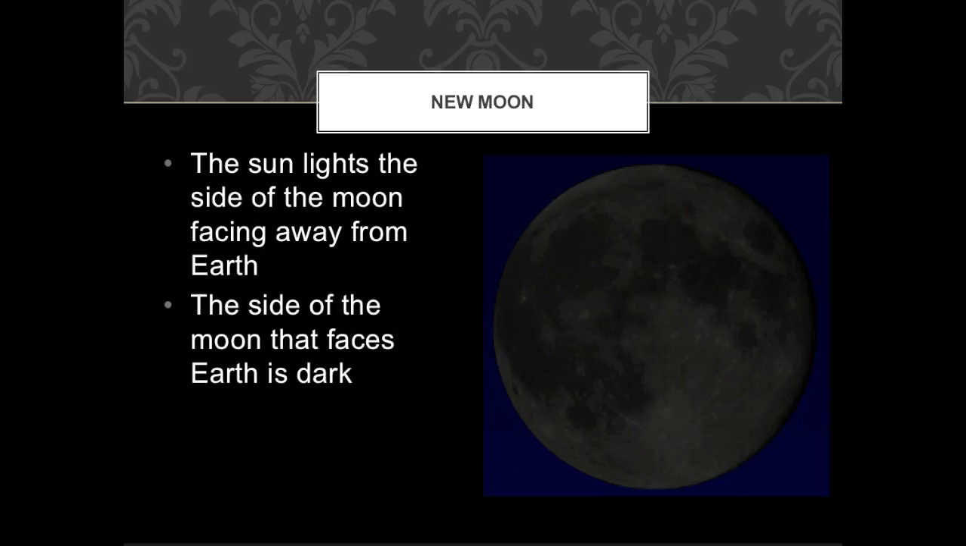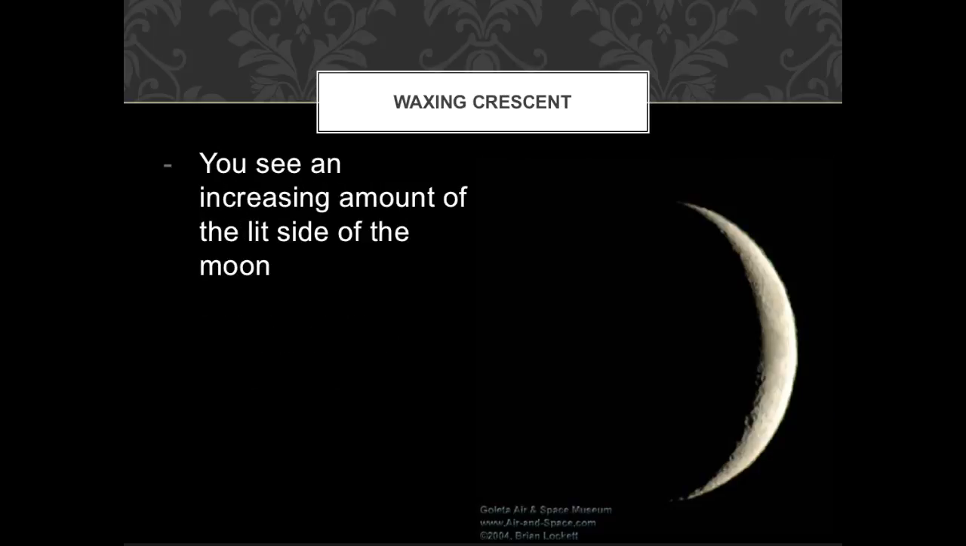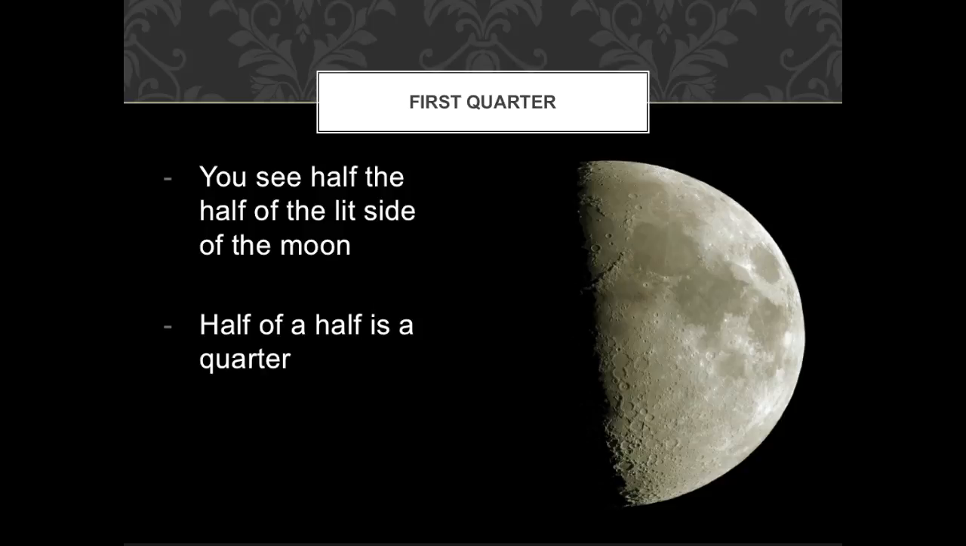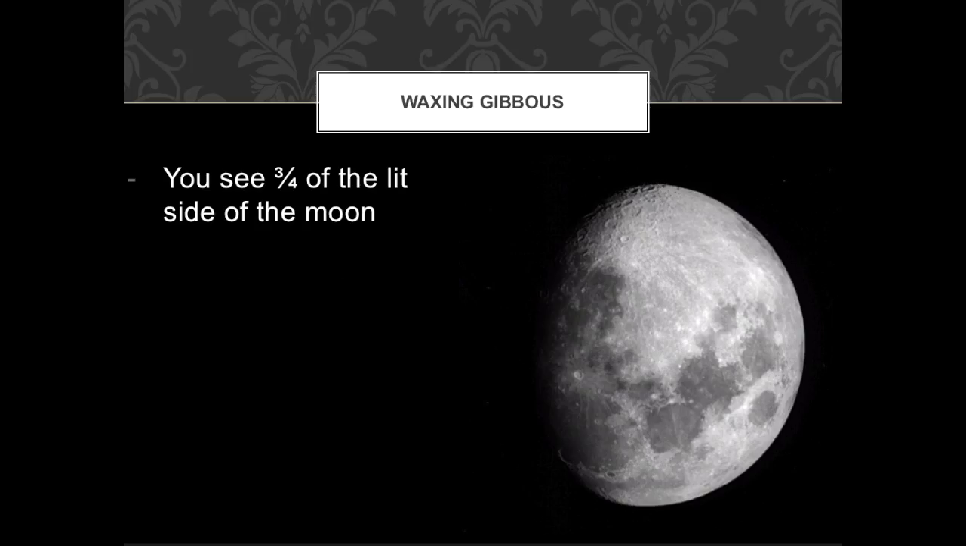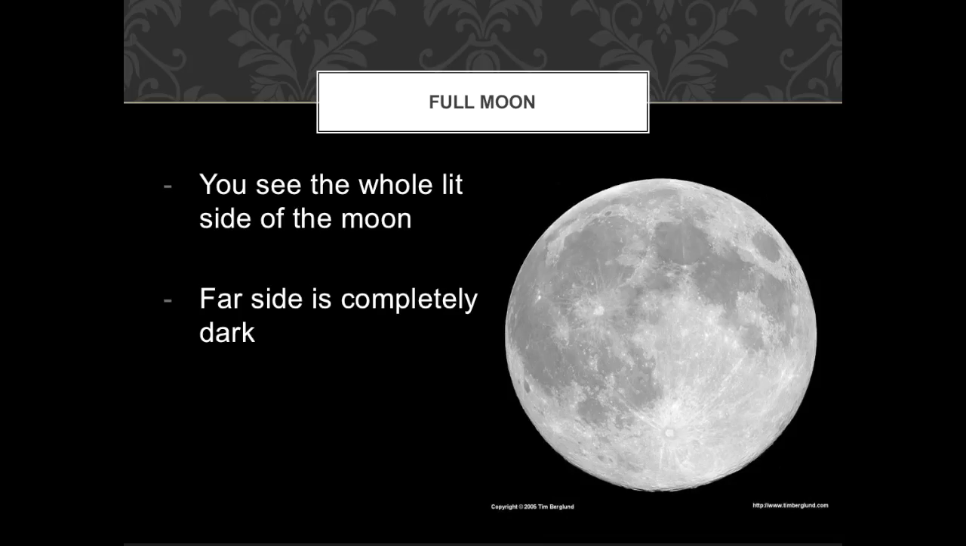So our first phase is a new moon. So this is where the sun lights the far side of the moon, meaning that the side we see is completely dark. With a waxing crescent, we see an increasing amount of the lit side of the moon, so it's gaining from right to left. With a first quarter, we see half of the moon that's lit, or half of a half is a quarter, hence first quarter. We have a waxing gibbous, and this is where we see 3/4 of the lit side of the moon, and our full moon. So this is where we see the half that is lit, and the far side is completely dark.